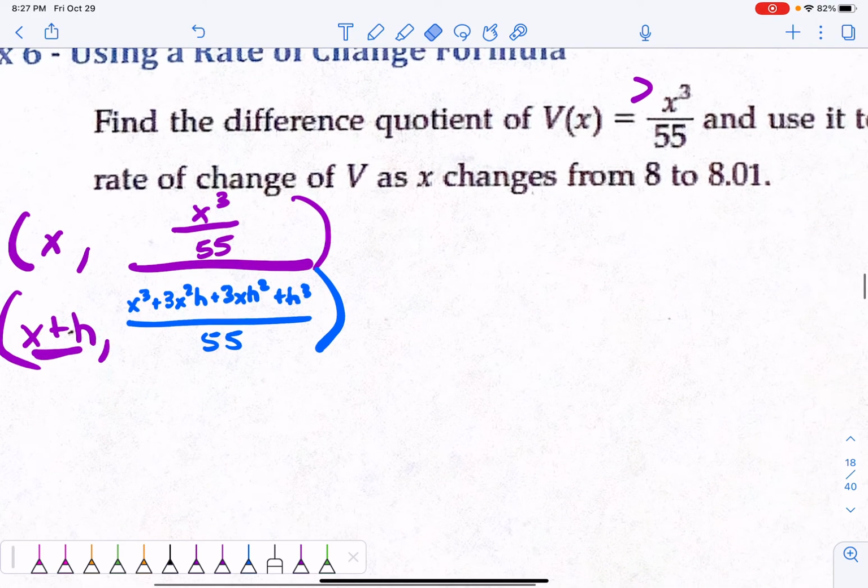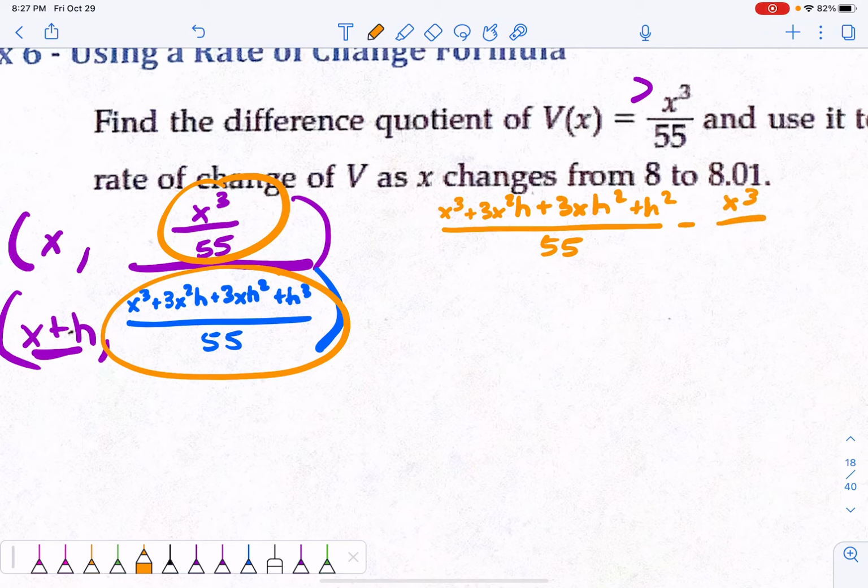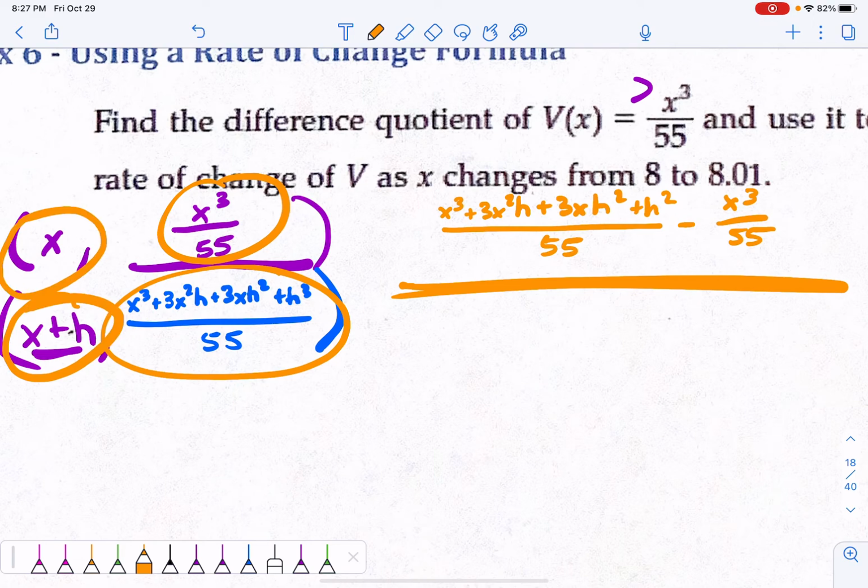All right, so now I subtract. I do my subtraction stuff. So it's this guy minus this guy. So I have x cubed plus 3x squared h, and my kids are being awful, but whatever, all over 55, minus x to the third over 55. Okay, that's that top part. Then we still have this guy minus this guy on the bottom: x plus h minus x.